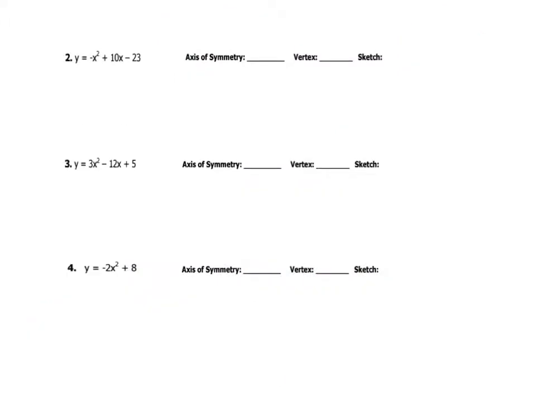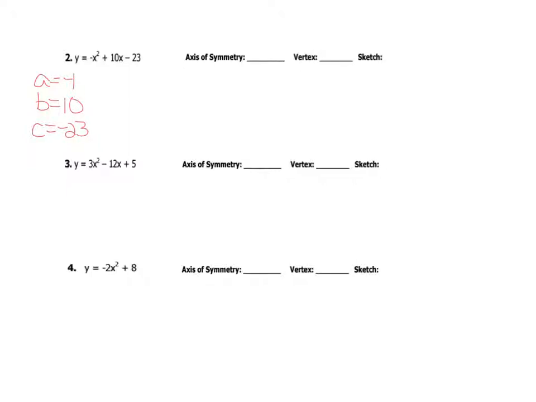I'm going to do one more, and then I'm going to let you try a couple on your own. So look at this one. y equals -x squared plus 10x minus 23. a is the coefficient of the squared term, -1. b is the coefficient of the x term, 10. And c is the constant, -23.